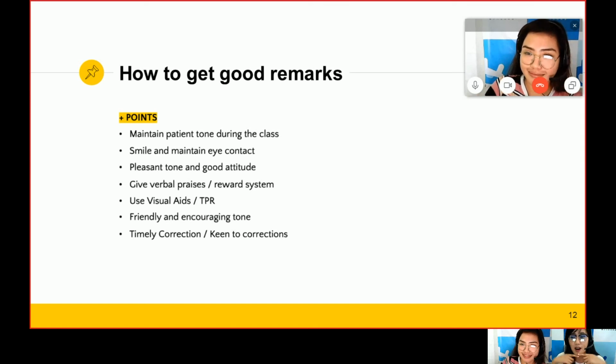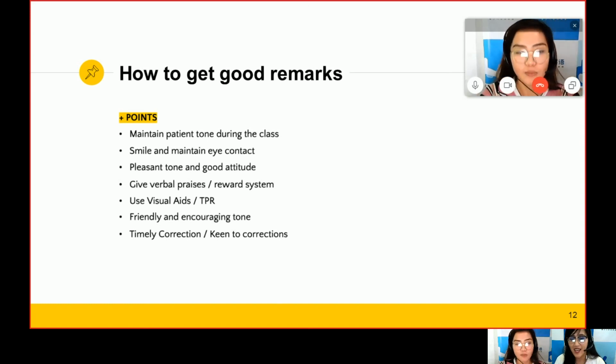Smiling is how you can get a good impression from your students. Next, pleasant tone and good attitude. This is similar to maintaining your patient tone. This time it's a pleasant tone. You are not that loud. You don't have a very strong tone.